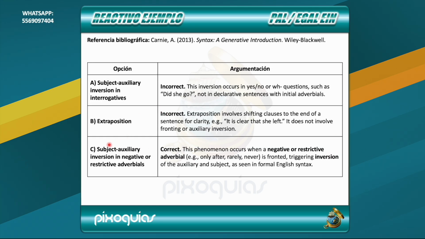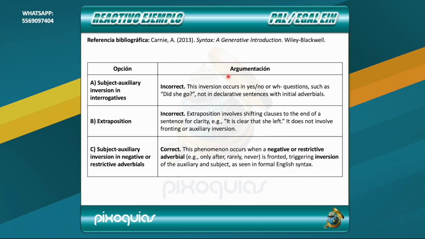The correct answer is C. Subject-auxiliary inversion in negative or restrictive adverbials. Why? Because this phenomenon occurs when a negative or restrictive adverbial, for example only after, rarely, or never, is fronted, triggering inversion of the auxiliary and subject, as seen in formal English syntax.